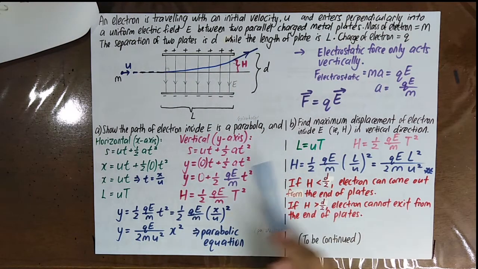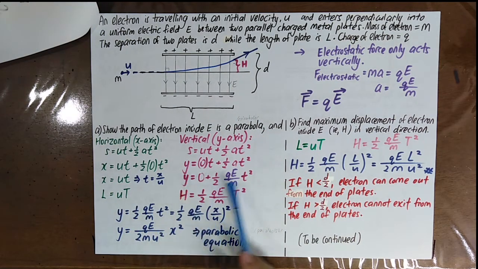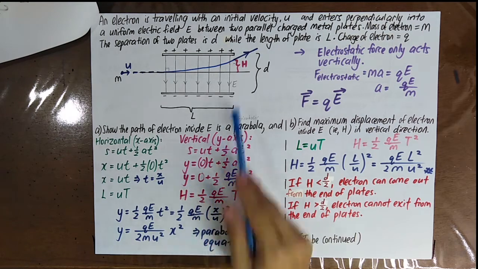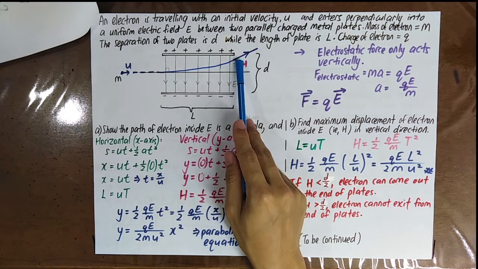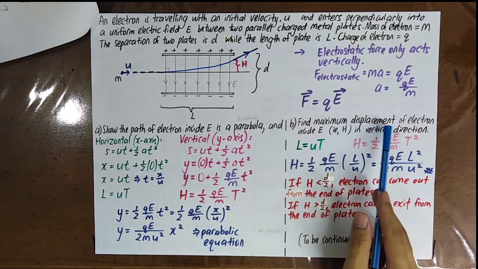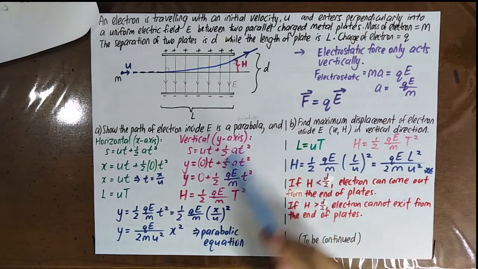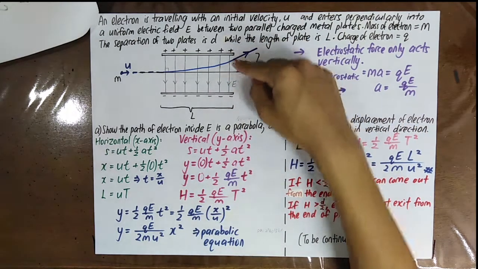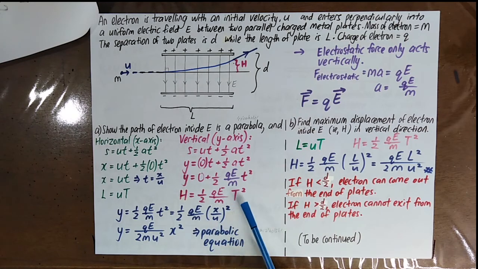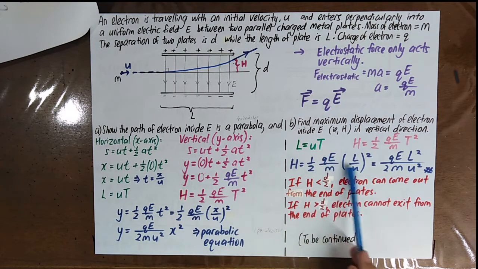Okay, so now L equals uT, and when t equals capital T, y equals the maximum displacement, because you know that the maximum displacement of the electron occurs at the end of the plate. Okay, so now you get rid of the capital T, then you can get the maximum displacement of the electron.